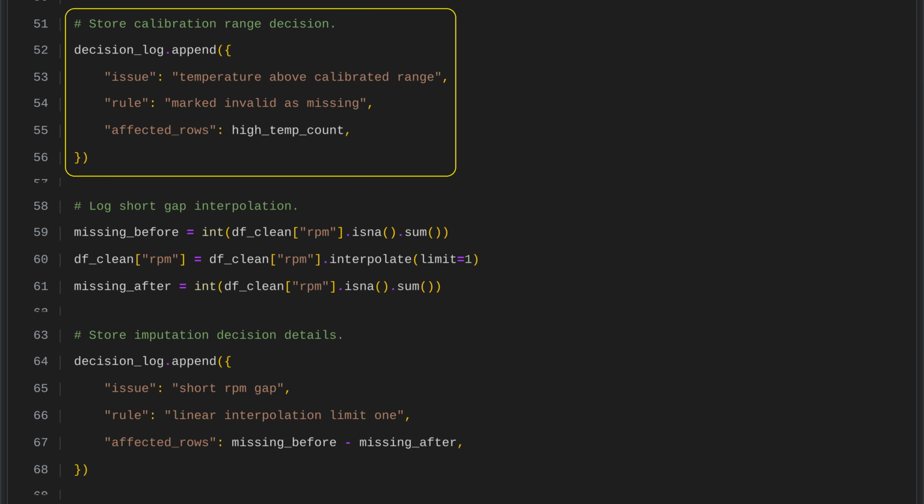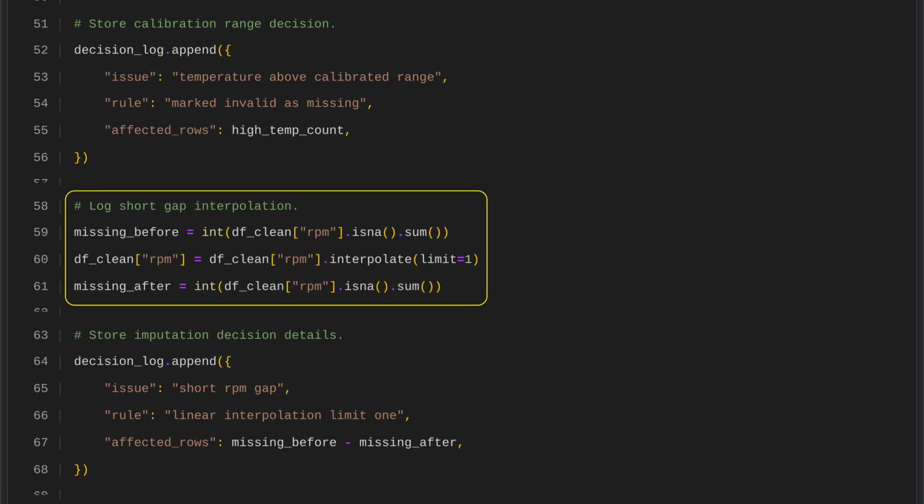The code adds a new item to the decision log to record a data cleaning choice. It notes that some temperature readings are above the sensor's calibrated range, so those invalid values are marked as missing. The log also stores how many rows were affected based on the previously identified high temperature readings.